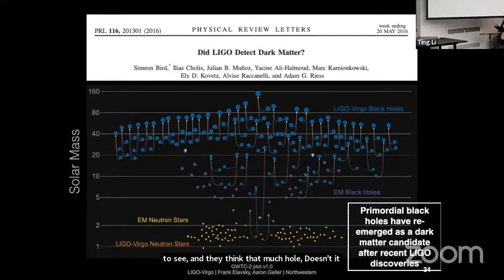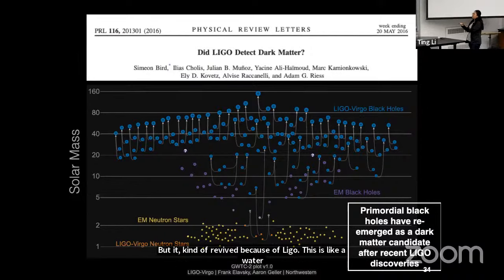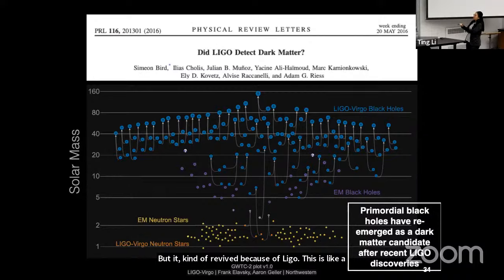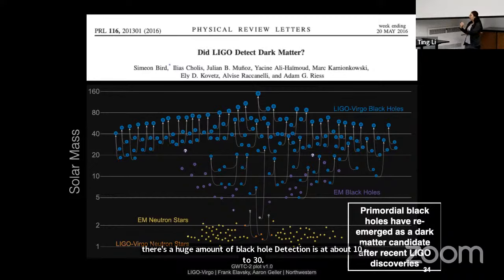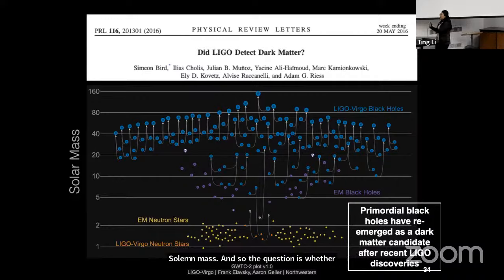But it kind of revived because of LIGO. This is what LIGO detected for all the black holes. And if you look at the mass, a huge amount of black hole detections are at about 10 to 30 solar masses. And so the question is whether it's possible these black holes are dark matter. These black holes are not regular black holes like the death of a star, right? Because we already know dark matter is not baryon. It's not just the death of a star. It has to be something different.